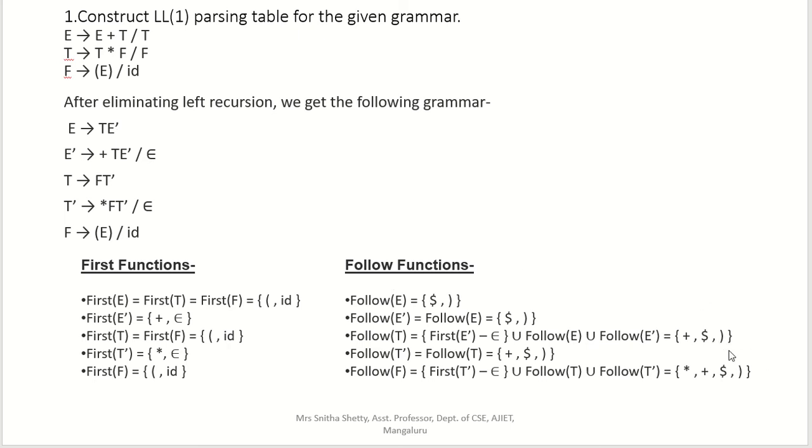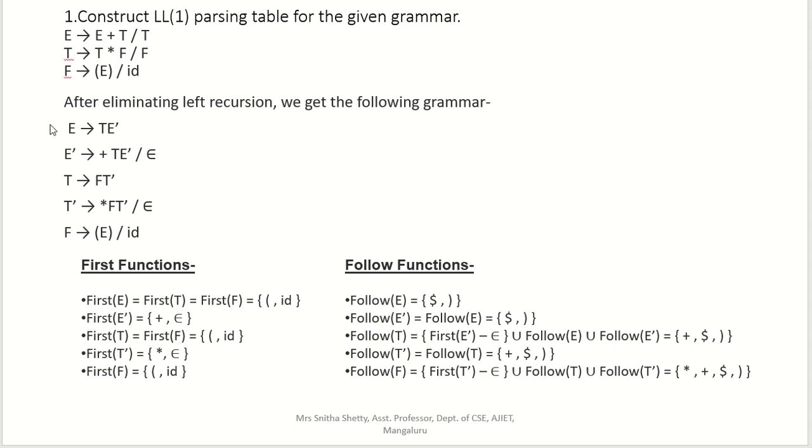Students, hope this is clear. For follow of T, first you take first of E dash. First of E dash is plus, so I put plus over here. Epsilon I cannot put. If I replace that E dash by epsilon, there is nothing, so I take follow of the left hand side variable, that is follow of E. Follow of E is dollar comma closing parenthesis. So I am getting plus comma dollar comma closing parenthesis.